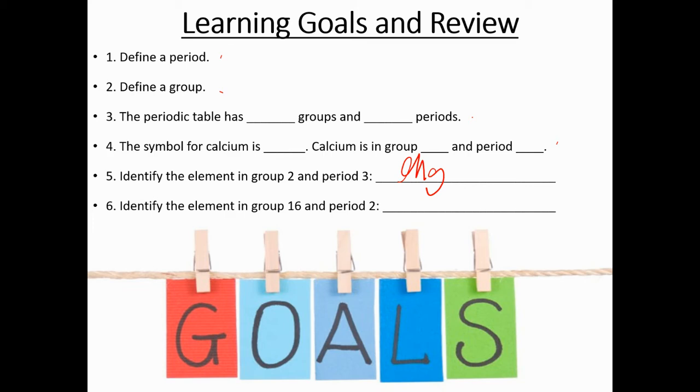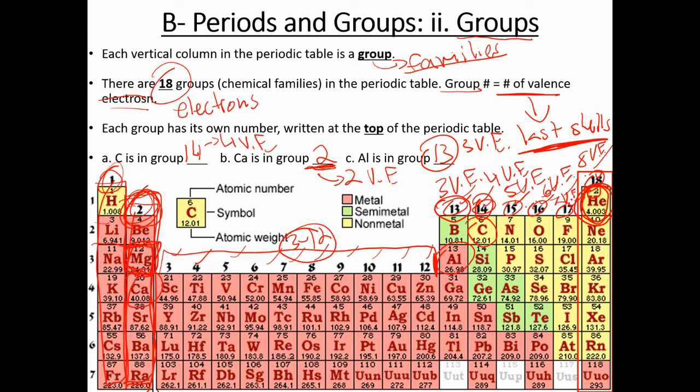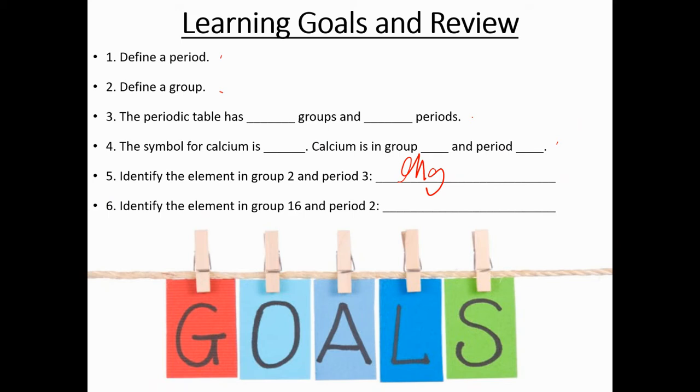So group 16, period 2. Group 16, period 2. Okay, let's go back here. So group 16, it's over here. Period 1's on top. Period 2 is over here. Group 16, period 2 is oxygen. And then from that, you can figure out the number of shells and valence electrons. So for example, magnesium would have 3 shells because it's in period 3, but 2 valence electrons because it's in group 2. Oxygen would have 6 valence electrons because it's in group 16, and 2 shells because it's in period 2.